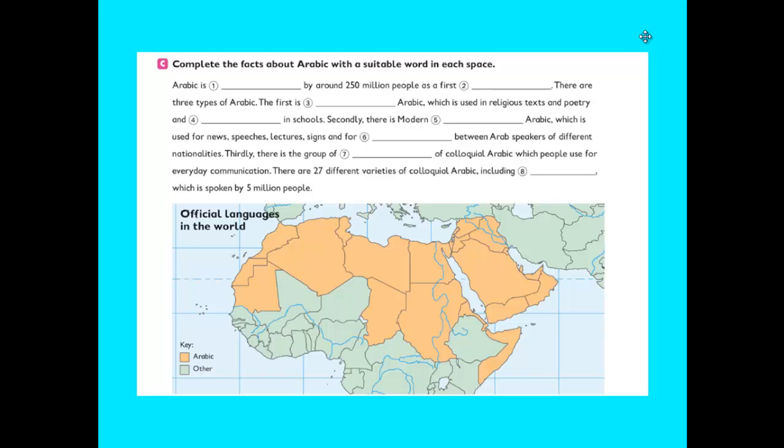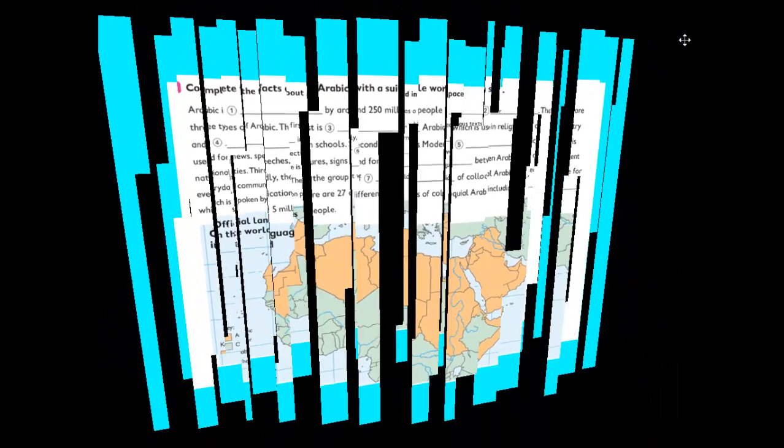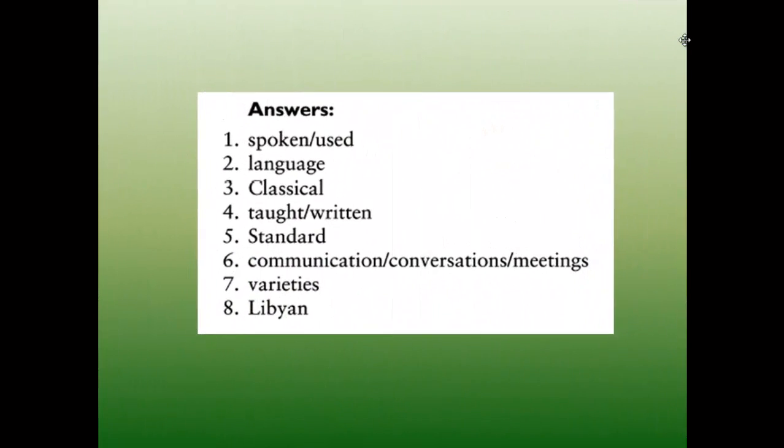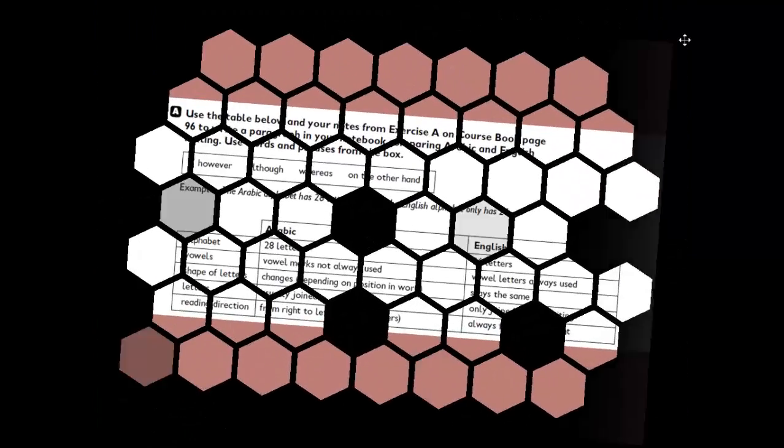Now, after reading this text and after filling in the spaces, we can see the answers, my students. Here are the answers. You can look at them carefully and you can write them in your books. Now let's do something else.